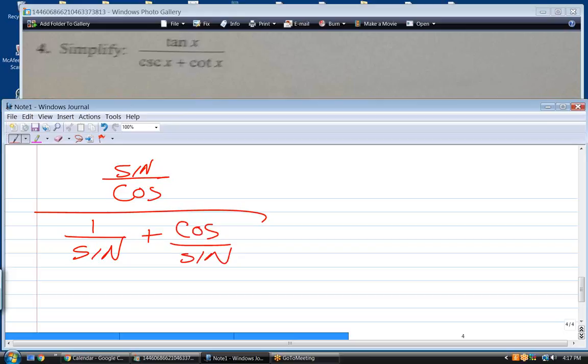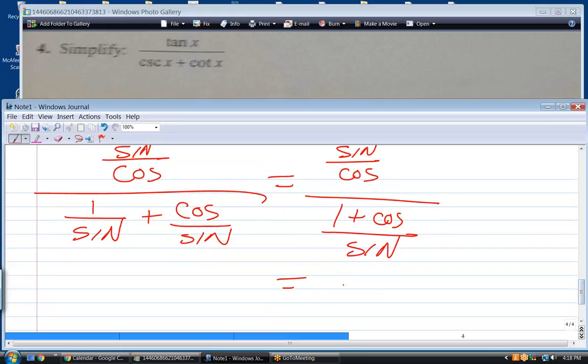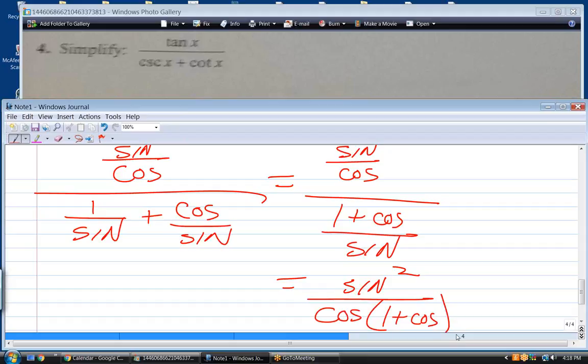Well, that's useful. The top stays that. What's the bottom become? 1 plus cosine over sine. Flip and multiply. And we have sine squared over cosine times 1 plus cosine. Not particularly helpful. Yeah, it is. Why? What can we do?